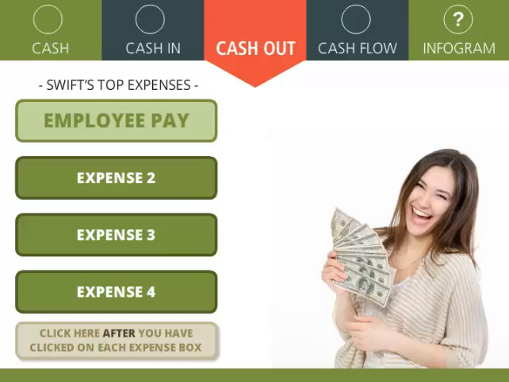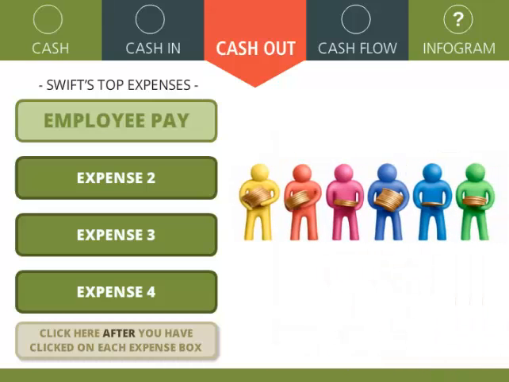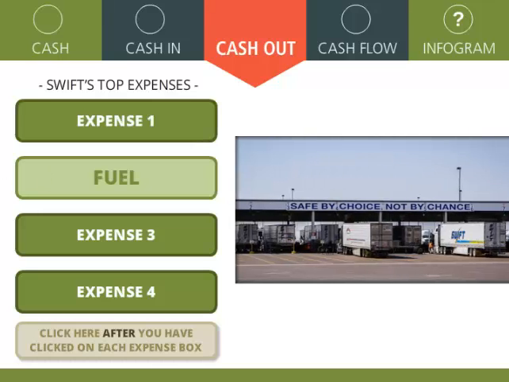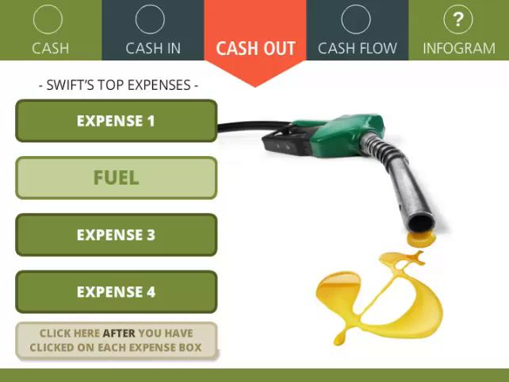Employee wages and benefits are a constant occurrence here at Swift. Drivers are paid every week, and non-drivers are paid every other week. Our cash reserves make it possible to pay our employees regardless of when our customers pay us. Fuel has to be paid for soon after it's pumped. Since our drivers are pumping nearly 1 million gallons of fuel every business day, Swift needs to have enough cash on hand to pay that bill.